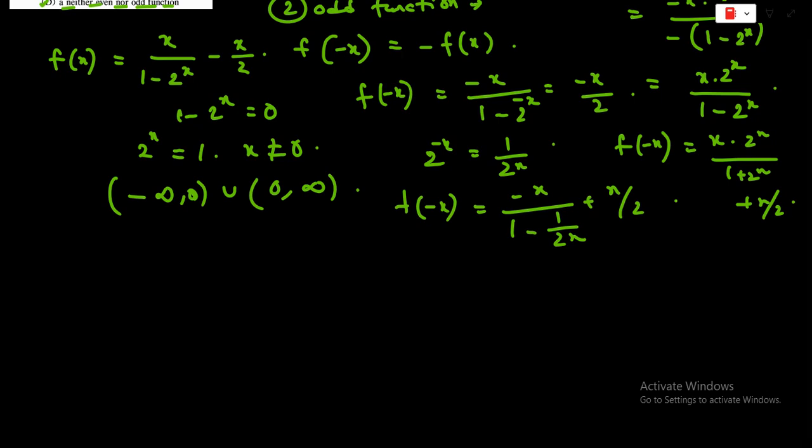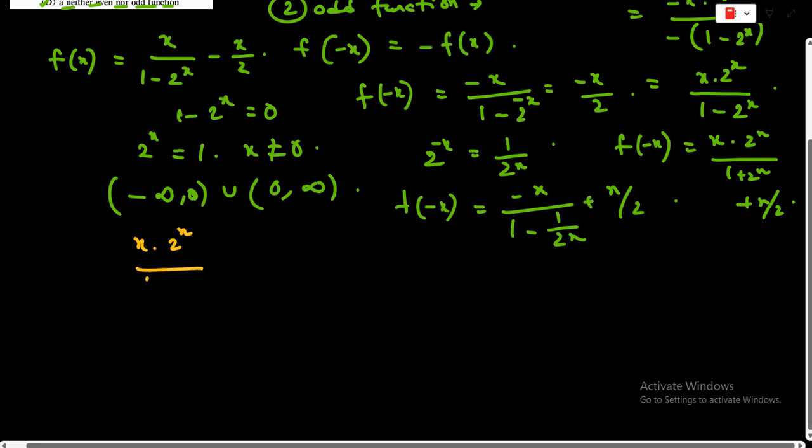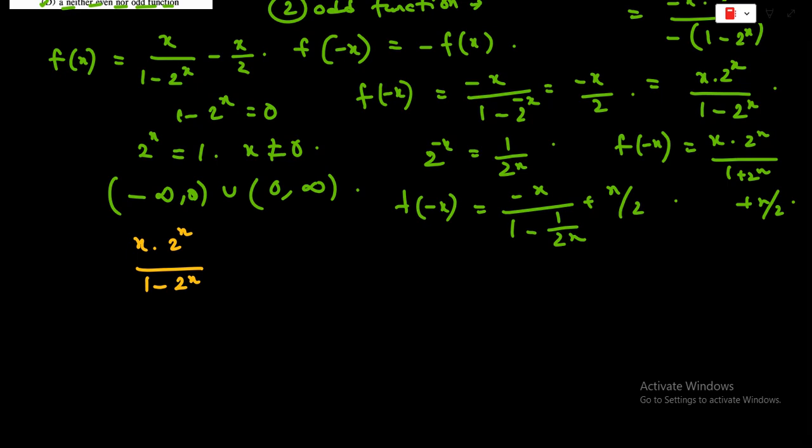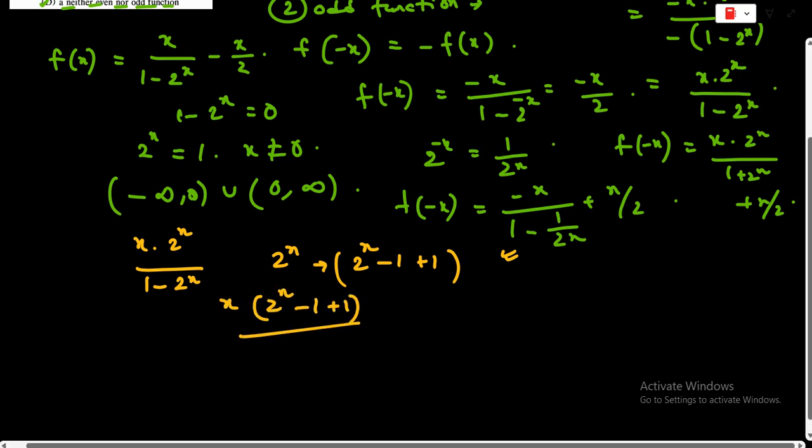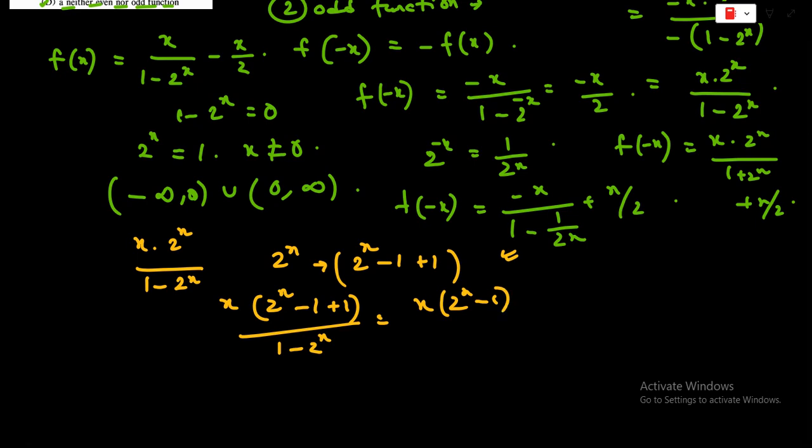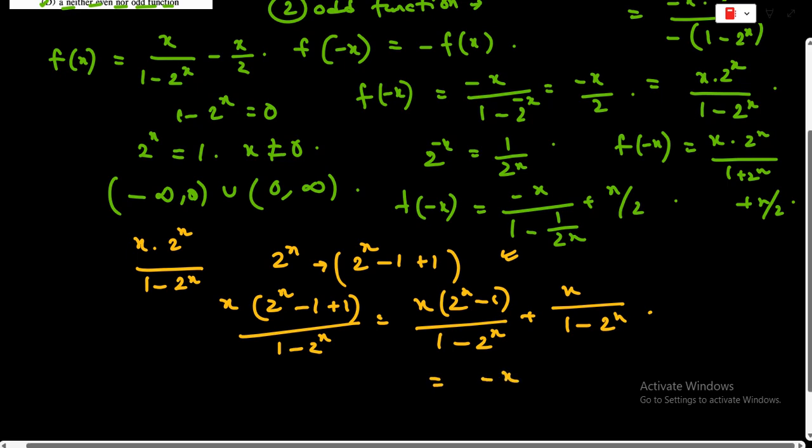So if we take x into 2 to the power x by 1 minus 2 to the power x, we can rewrite 2 to the power x as what? 2 to the power x minus 1 plus 1, right? So check this out. x into 2 to the power x minus 1 plus 1 by 1 minus 2 to the power x will be equal to x into 2 to the power x minus 1 by 1 minus 2 to the power x, plus x by 1 minus 2 to the power x, right? So this will be equal to minus x plus x by 1 minus 2 to the power x, right?